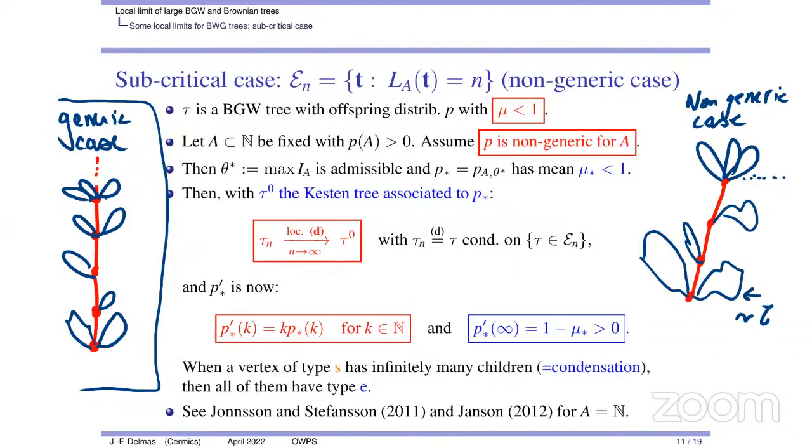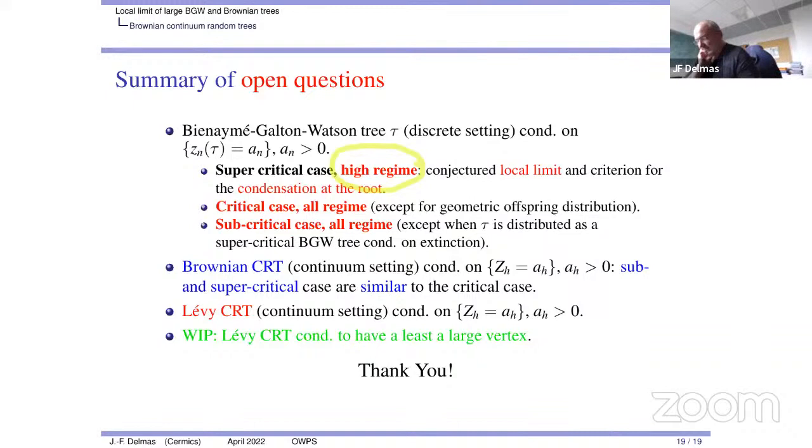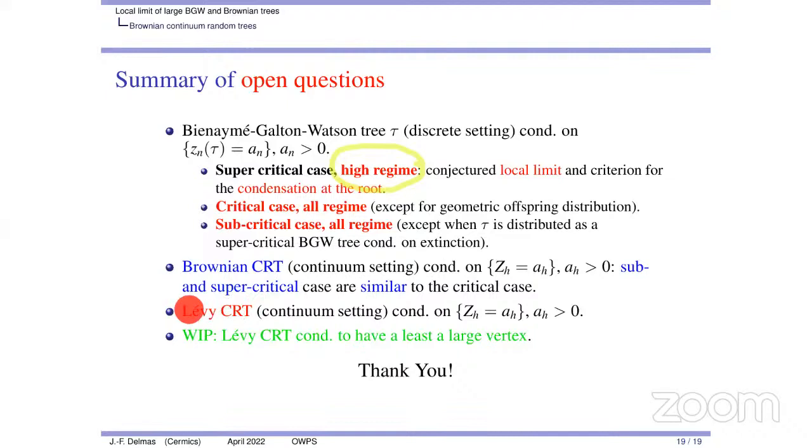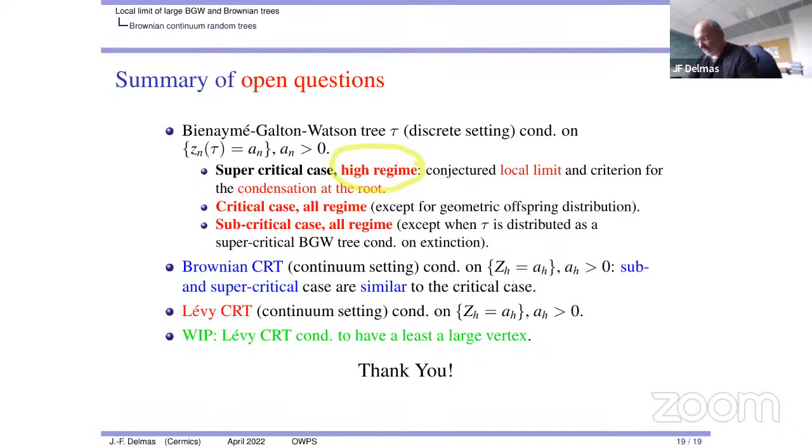Yes, the Lévy continuum condition, at least for large vertices. This is a work in progress with Michel Nassif. Of course, in the Brownian continuum random tree, the degree of each vertex can only be 0, 1, 2, or 3. So there are no big vertices. To have a large vertex, which means a large number of children, you need to go to the extension of the Brownian continuum random tree to the so-called Lévy continuum random tree, where you have large nodes, large vertices.